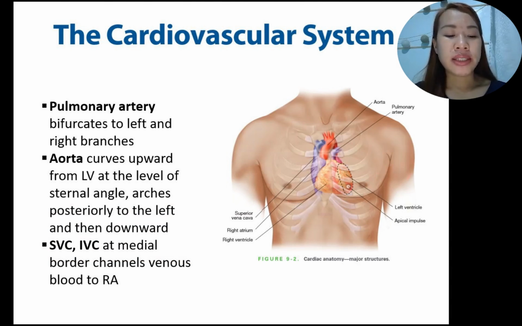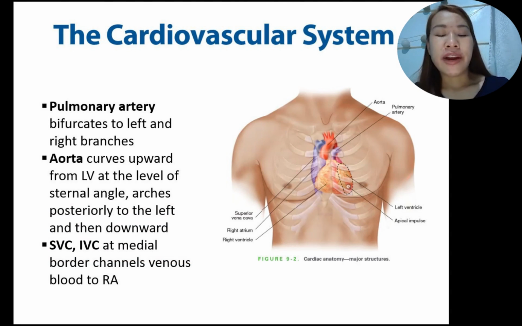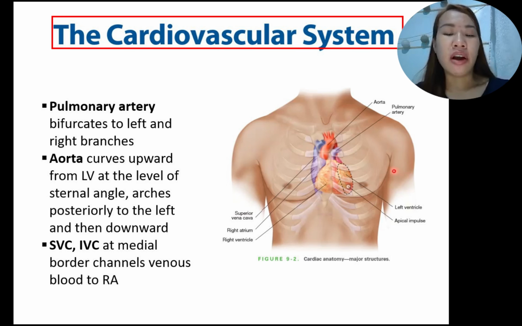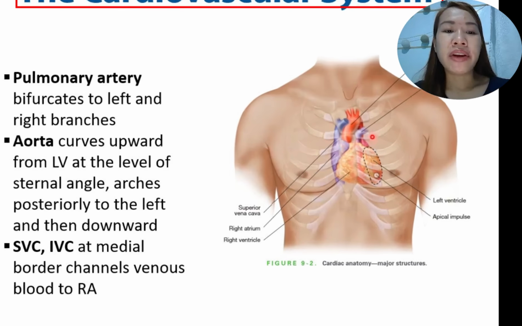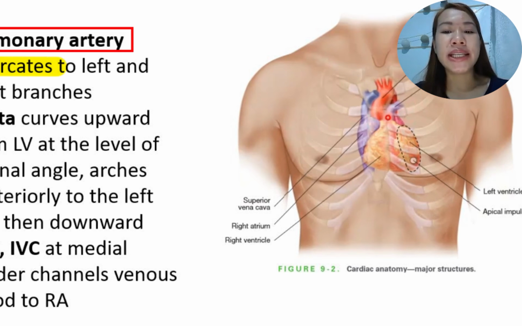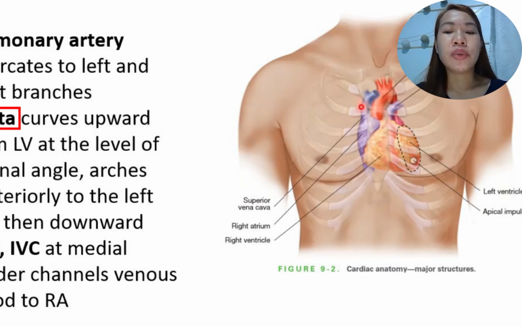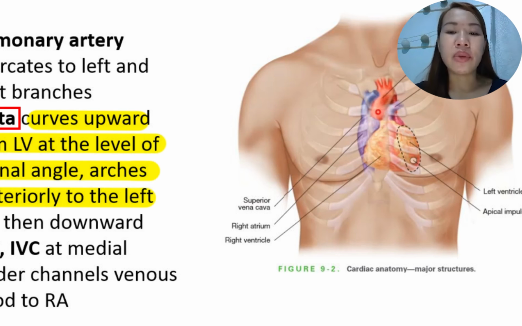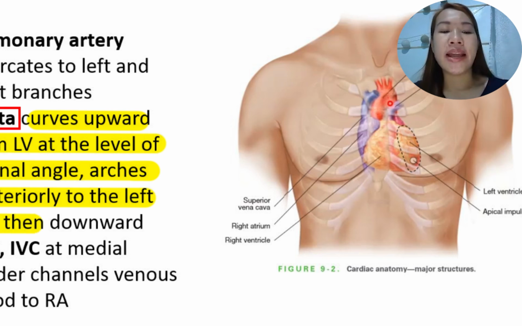So now on the next slide, we're going to talk about the different blood vessels of the heart, the great vessels. So we have here the pulmonary artery, which bifurcates into a left and right branch, which now sends blood to both the left and right lungs. We now have the aorta, so we're visualizing the underlying structures. It curves upward from the left ventricle at the level of the sternal angle. Now it will arch posteriorly and to the left, not to the right. It will arch posterior to the left and then downward.